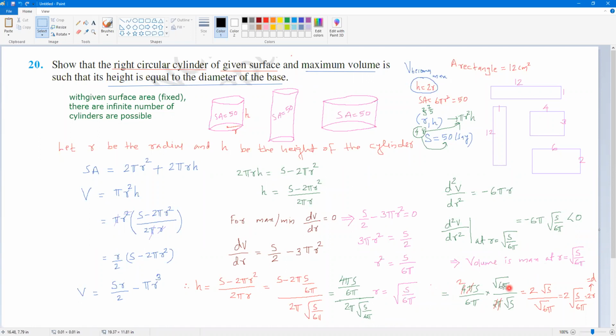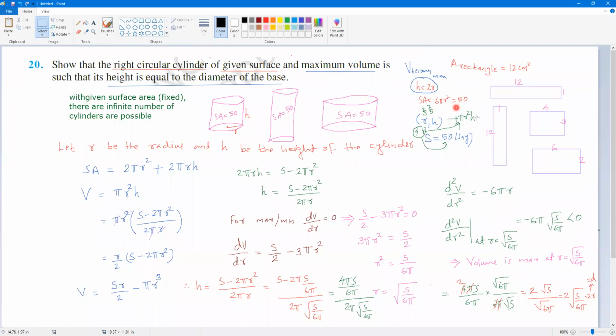And we have to prove that at that particular time when the volume is maximum, the height will be equal to the diameter of the base. So at that particular time हमने इधर height निकाला, हमने proof किया the height is equal to 2 times the radius, that means the diameter. Is it clear? Okay sir.